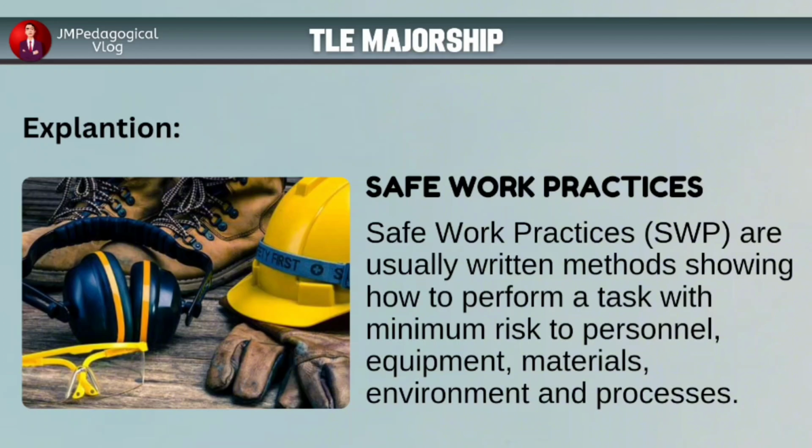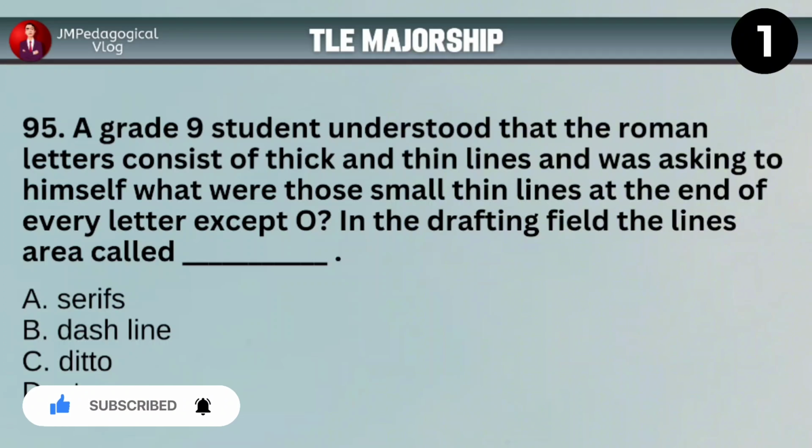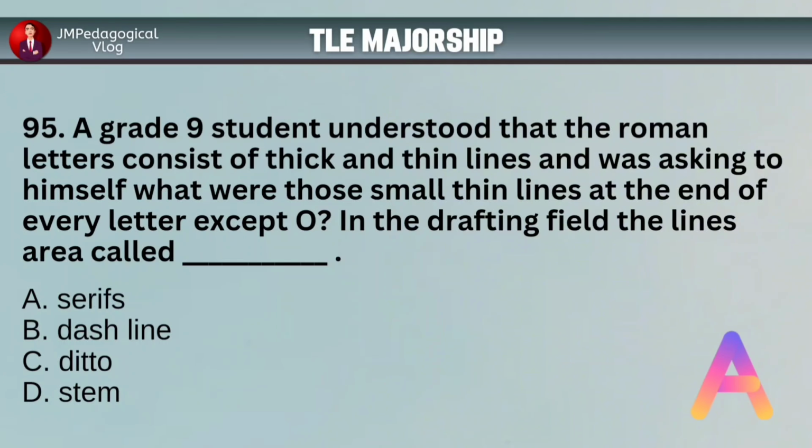95. A grade 9 student understood that the Roman letters consist of thick and thin lines, and was asking himself what were those small, thin lines at the end of every letter except O. In the drafting field the lines are called A. Serifs. B. Dash line. C. Ditto. D. Stem. A. Serifs. Explanation. Serifs are the small lines attached to letters.